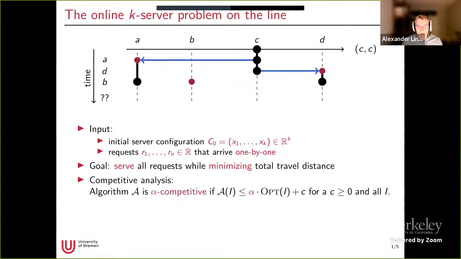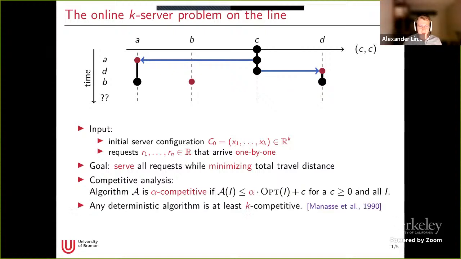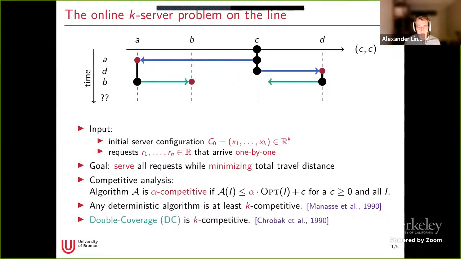We analyze an online algorithm using the framework of competitive analysis, where we say that an algorithm is alpha competitive if we can bound its cost by alpha times the cost of an optimal solution for all instances. And the optimal solution has, of course, access to all the requests in advance. It is known that any deterministic algorithm is at least k competitive for the online k-server problem on any metric space, and therefore also on the real line. But on a line, there actually exists a very nice and classic algorithm called double coverage, which achieves this optimal competitive ratio of k.